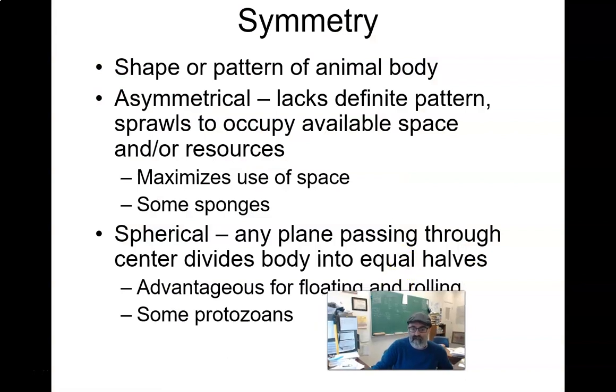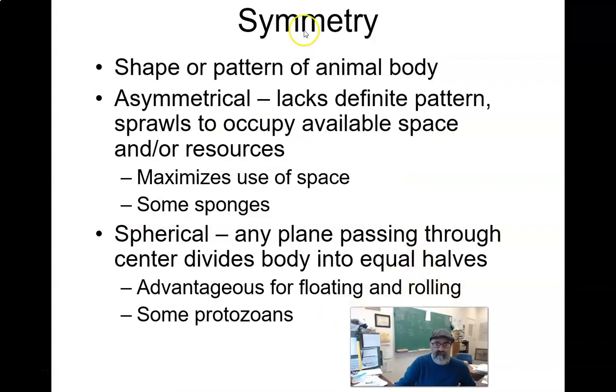One is symmetry. This is looking at the shape or pattern of the animal body. We can talk about asymmetrical animals. These don't have any symmetry at all, right? These are things like a sponge. Why is that beneficial? Well, if you live in an environment where there is no predictable pattern as to where resources are going to be found, then you're not constrained to grow in a symmetrical fashion. If there's space over here, you can just grow and absorb that or use that space. If there's light over here, you can grow in that direction.